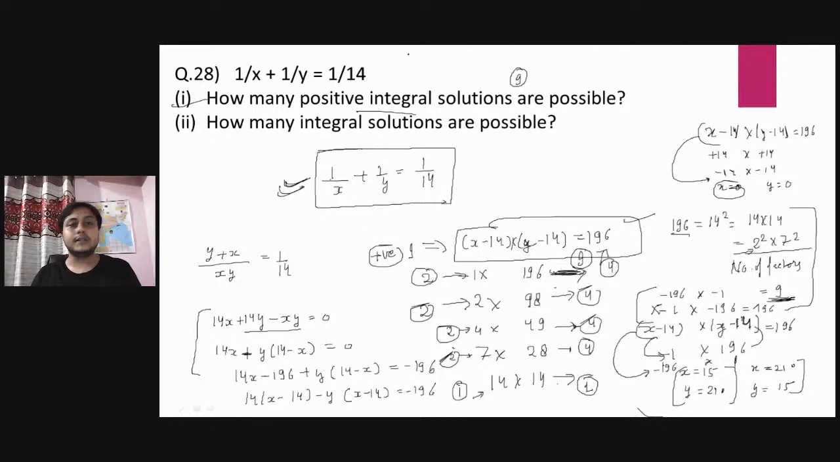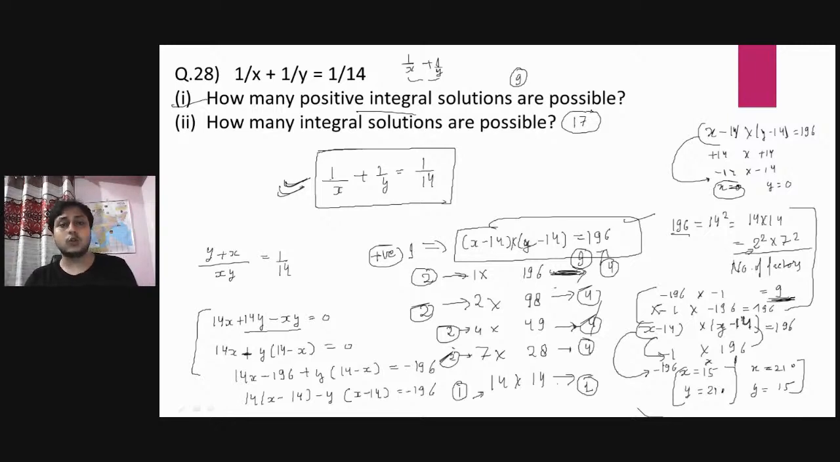But the equation has 1 by x plus 1 by y, right? x and y are in the denominator. So we cannot take x and y as 0 because the denominator cannot be 0, right? So here only one possible solution. So total number of integral solutions comes out to be 4 times 4, that is 16, plus 1, 17. So the answer is 17, right? Got it, guys?